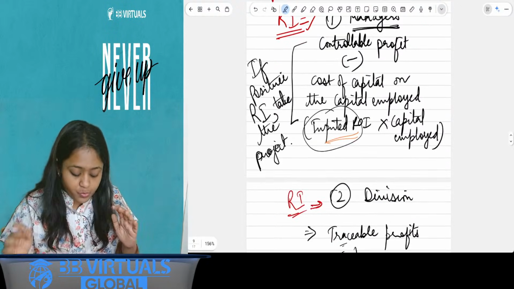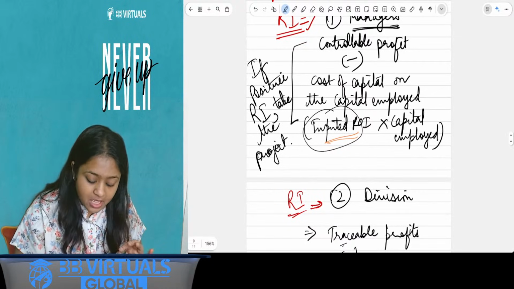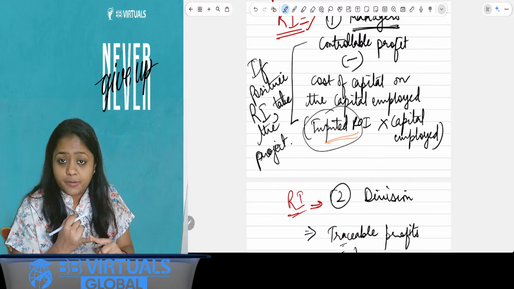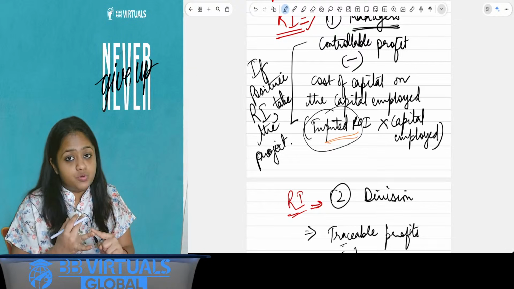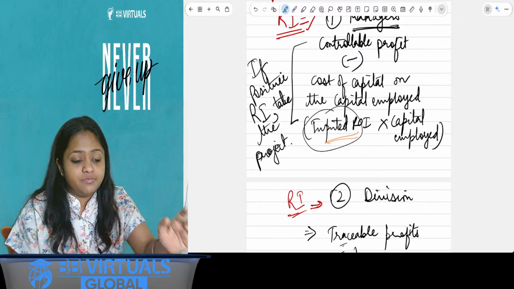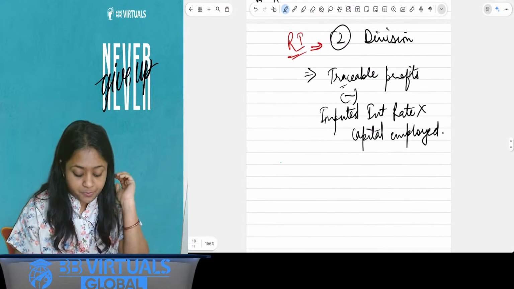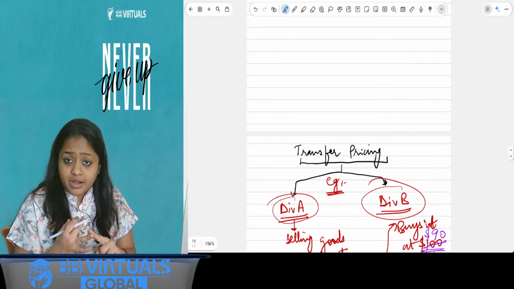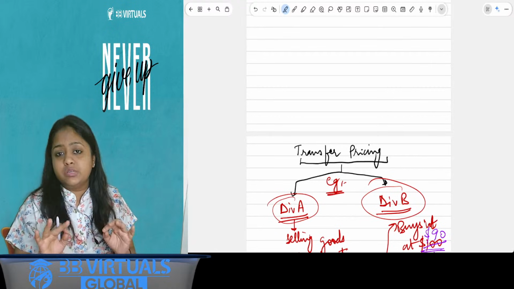Clear? So you will always calculate RI as the controllable profit less cost of capital on the capital employed, or we also call it as notional cost of capital or imputed cost of capital multiplied by capital employed. If you're evaluating division's performance, then I will take traceable profits. That's the only difference. Done? Clear? So ROI, RI, I hope are absolutely crystal clear.